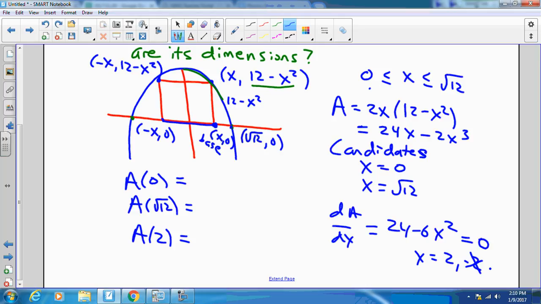Now I evaluate each of my critical points and endpoints. And when x is equal to 0, the area is 0. And that corresponds to a skinny rectangle with no width. And when x is equal to root 12, the area again is 0. And that corresponds to a rectangle that has no height to it. But when x is equal to 2, my area is equal to 4 times 8, which is 32. This is my max area.